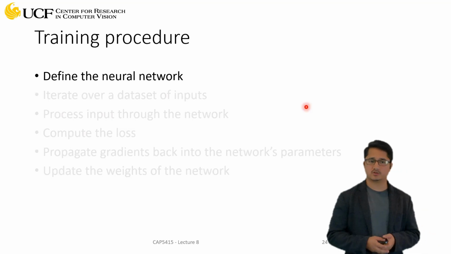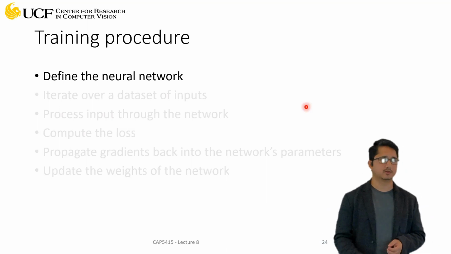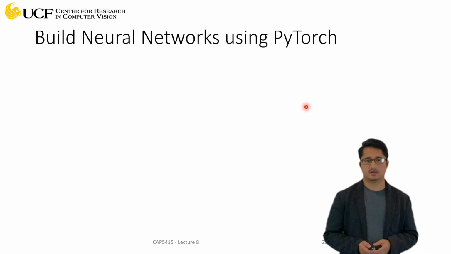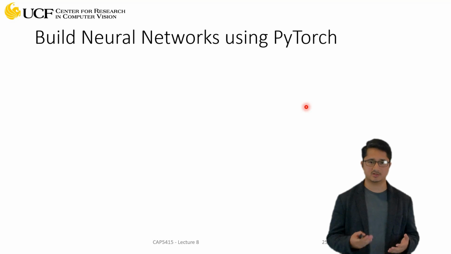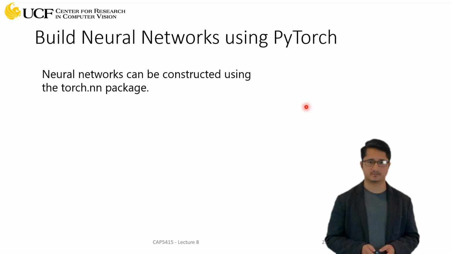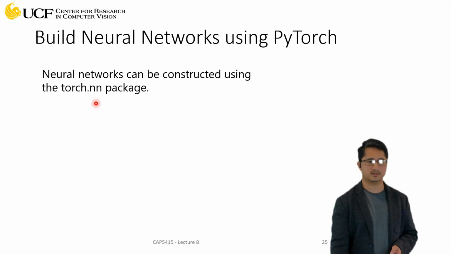Right, so let's go through each of these steps one by one. The first step is to build the neural network. I will give you a simple example, again, which you can easily generalize to more complex architectures. PyTorch provides you a package which is called a neural network, so torch.nn for short.